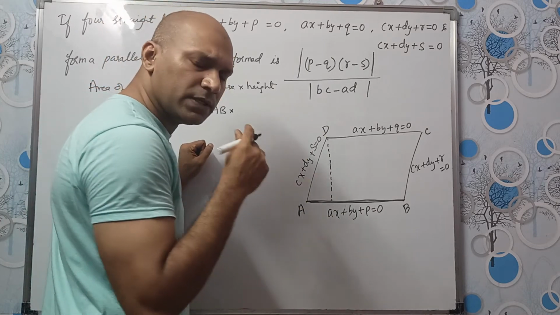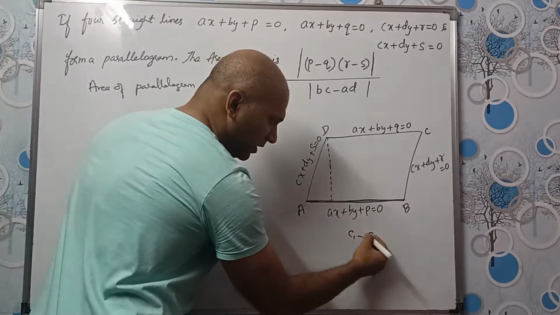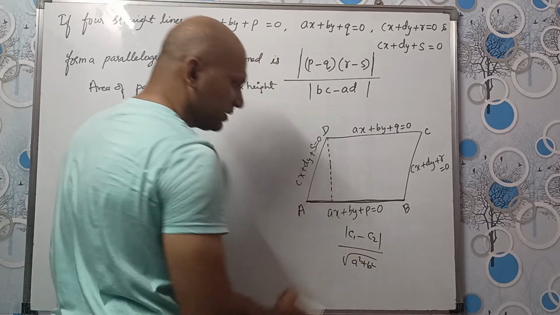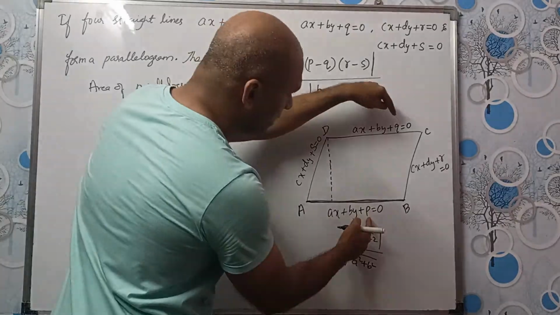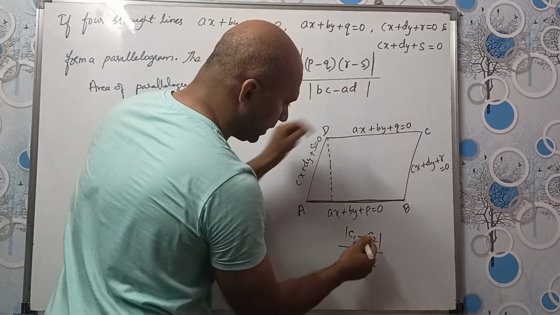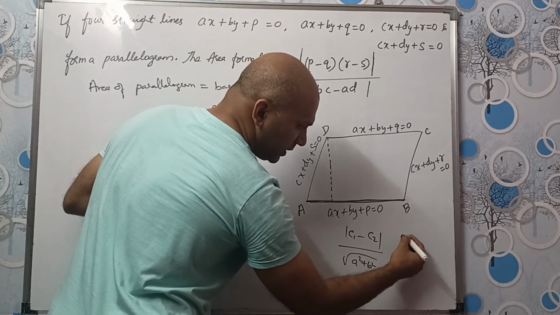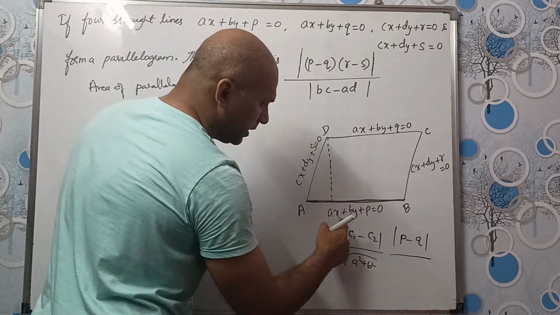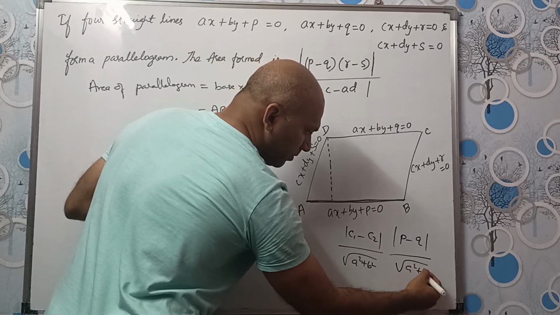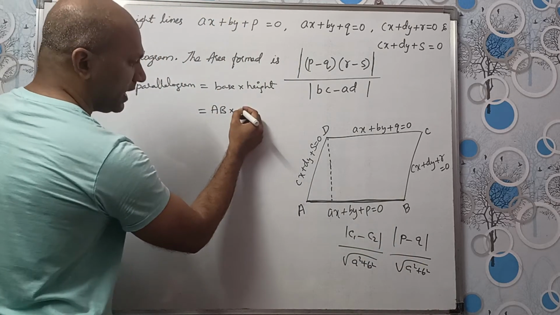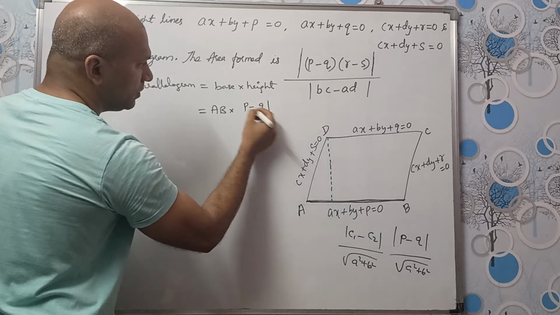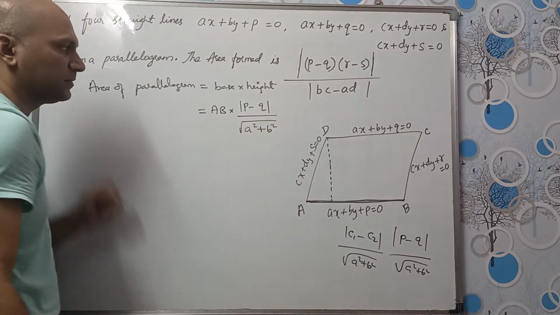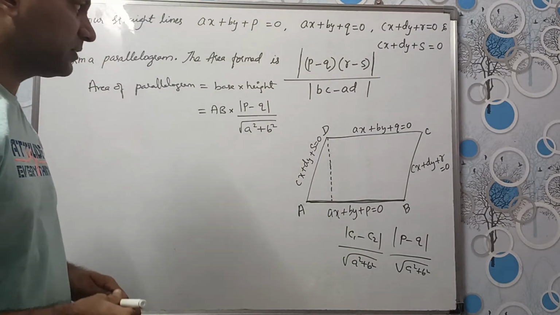Okay, a few minutes ago we studied the formula, C1 minus C2 divided by root A square plus B square, is the distance between parallel lines. So here C1, C2 is what? P and Q. Okay, so in place of C1 and C2, let us write P minus Q inside the mod, divided by A square plus B square inside the root. So this height is how much? P minus Q divided by root A square plus B square. Okay, I hope this is clear.